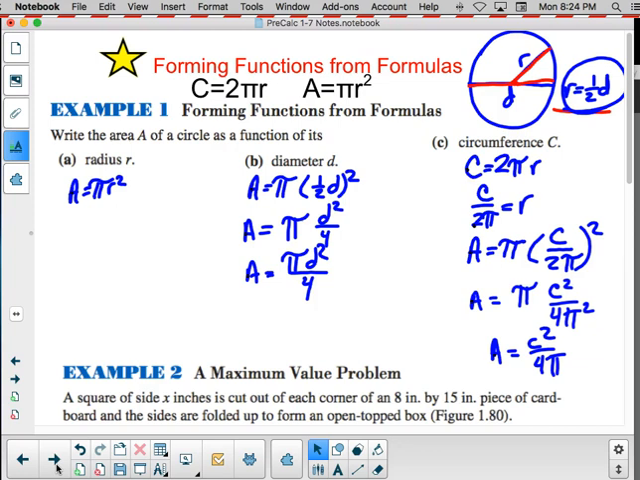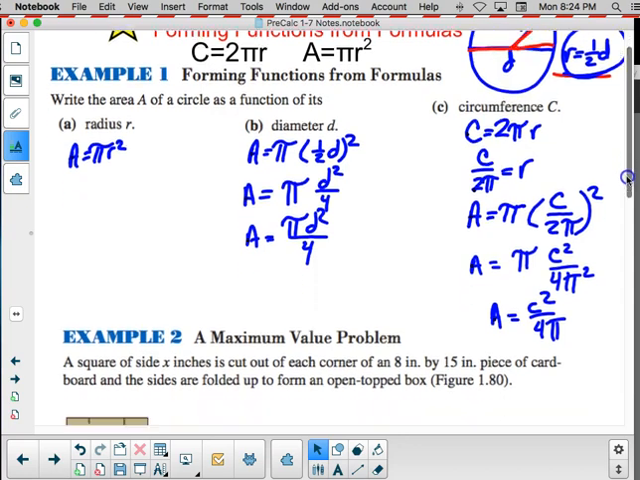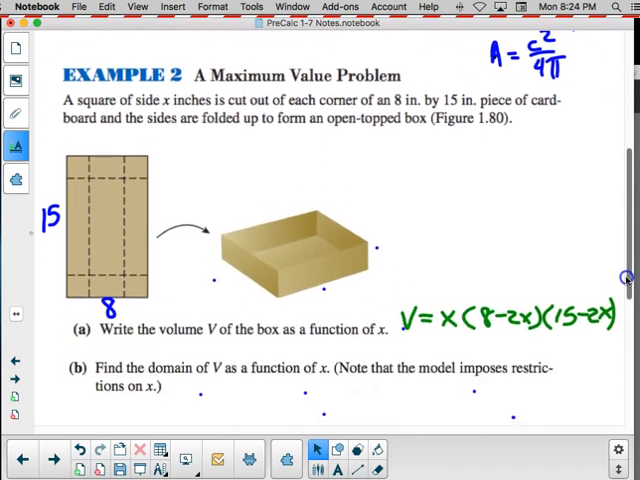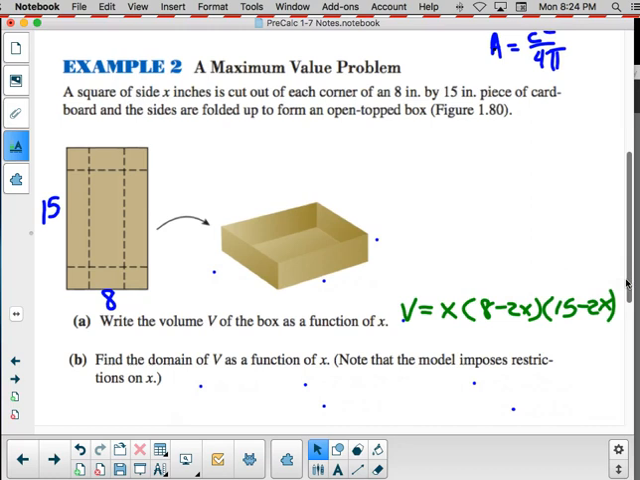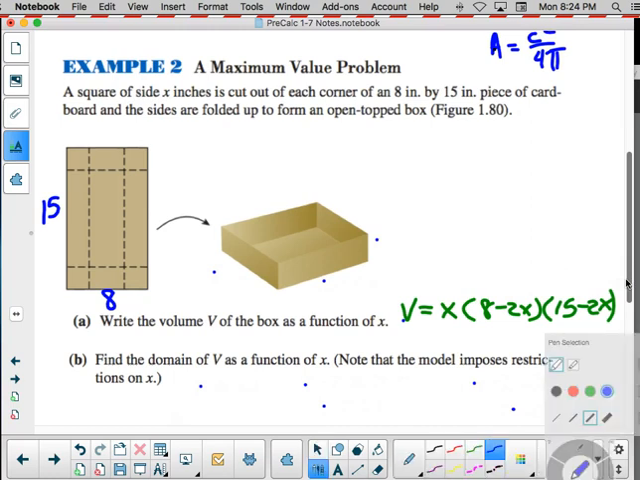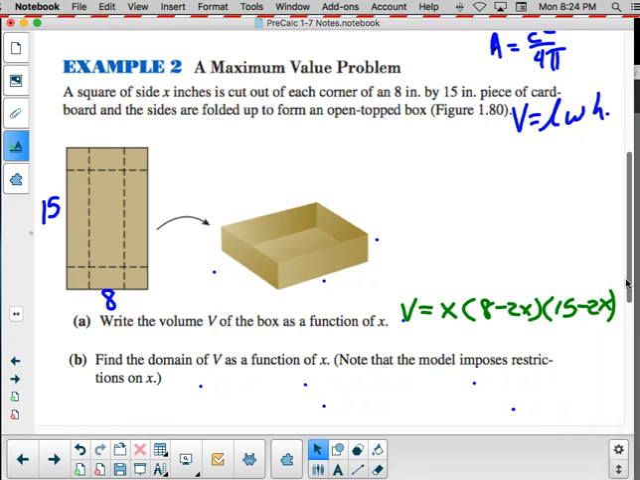So these are the ways I'm looking at these equations, and we're just going to move on to the next one here. A maximum value problem. In this problem, I'm using volume equals length times width times height. In this maximum volume problem, a square of side x inches is cut out of each corner of an 8-inch by 15-inch piece of cardboard.